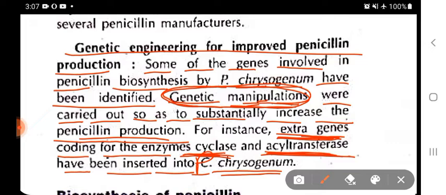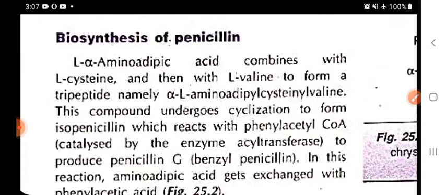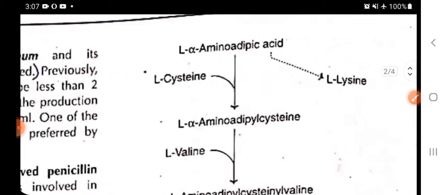Now, it depends on the pathway actually. When we see the biosynthetic pathway of penicillin, then we can understand why we are adding an extra gene for cyclase or acyl transferase. Let us see the biosynthesis of penicillin now. If you see the biosynthesis of penicillin, I will go to the flow chart that has been given here. Let us see.